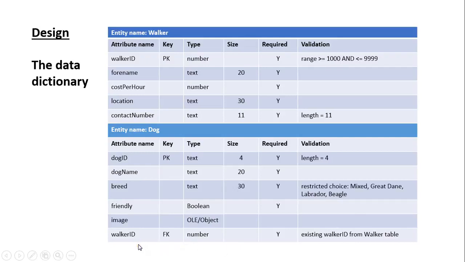The other attribute that I wanted to mention was my foreign key that I've taken as the primary key from my one table, and I've written here that it's going to be an existing walker ID from the walker table when I come to build the database. And it's important that it's an existing one. If you try and put in a walker ID for a dog and you put in a walker ID that doesn't exist, i.e. you don't have a walker with that walker ID, then you will lose what's called referential integrity, which I will talk about more later on.